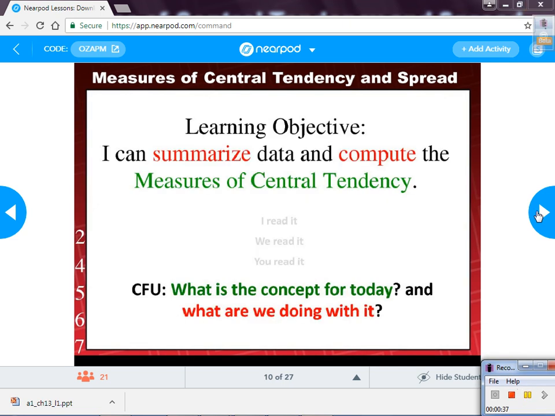All right, our objective for today: I can summarize data and compute the measures of central tendency. Let's read together. 1, 2, 3.